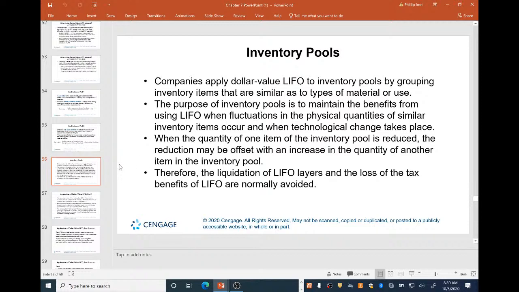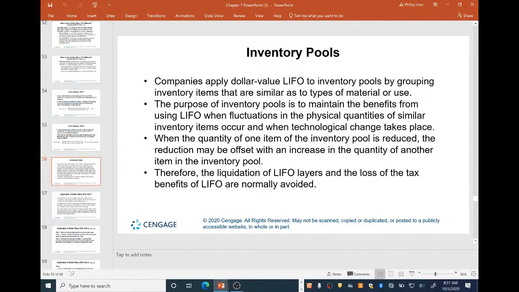Inventory pools. So pretty much what all it's saying here is we can just group similar or like items into inventory pools and apply the cost flow assumption to that pool. Okay, that's pretty much the long and short of what that's saying. It says, companies apply the dollar value LIFO to inventory pools by grouping inventory items that are similar as to types of material or use. The purpose of the inventory pools is to maintain the benefits from using LIFO when fluctuations in the physical quantities of similar inventory items occur and when technological change takes place.